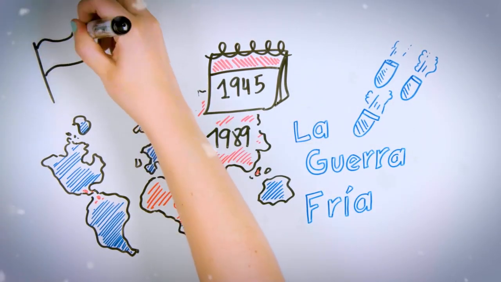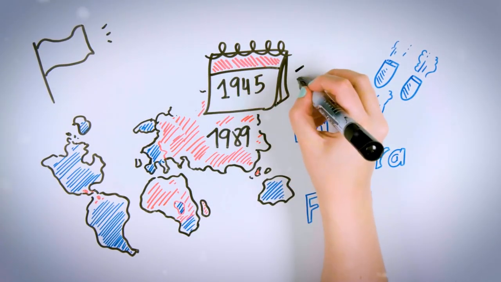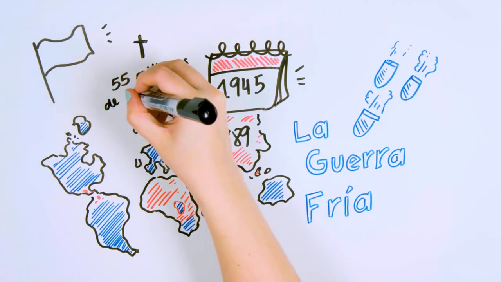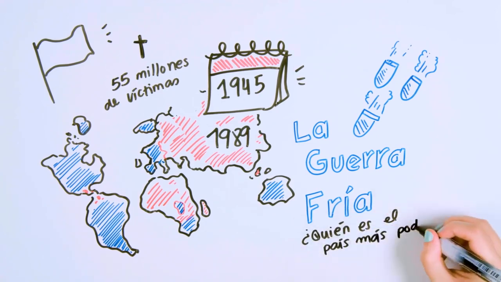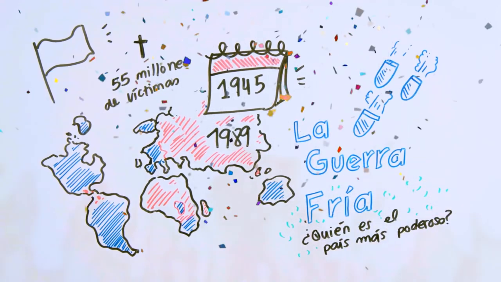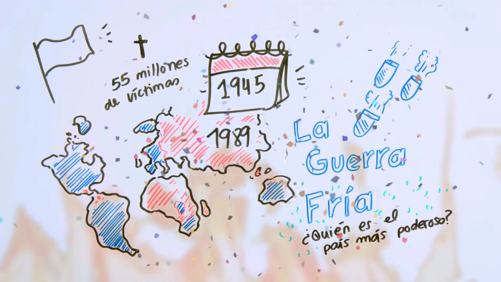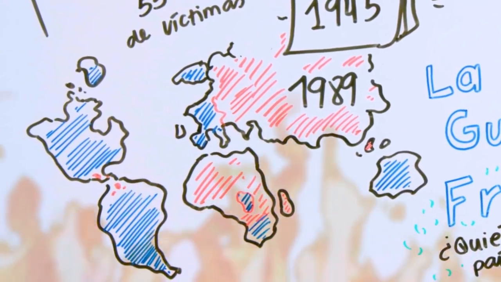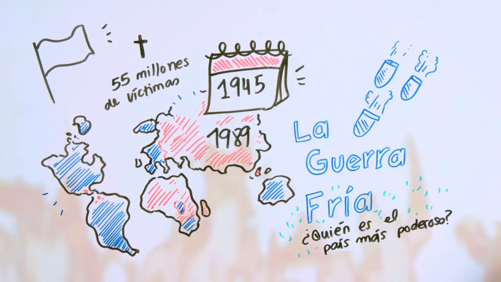After the end of World War II, what year? 1945. And with approximately 55 million victims behind them, there were still some countries that wanted to party more and see who would claim to be the most powerful in the world. And these were the United States and the Soviet Union.